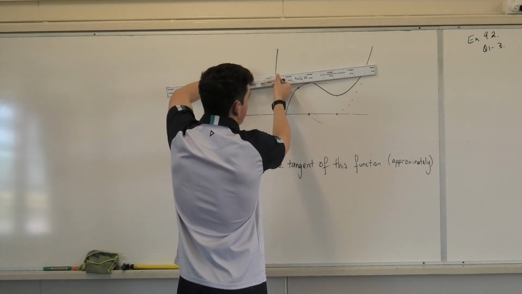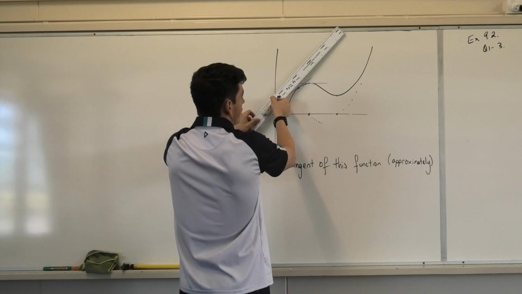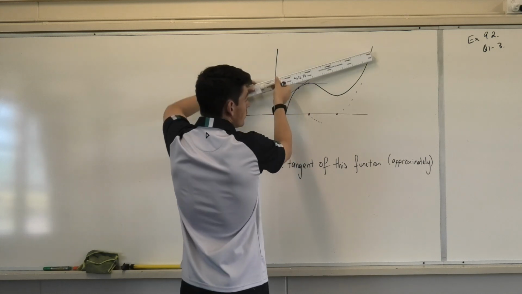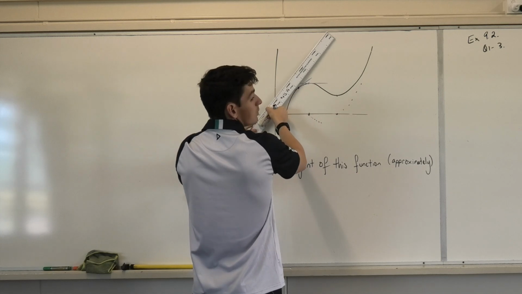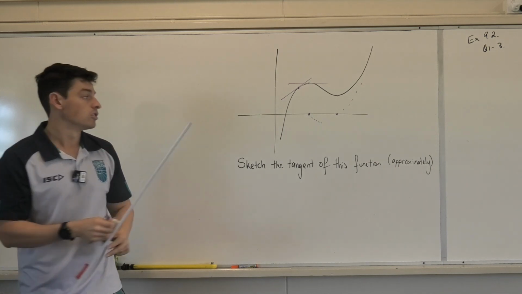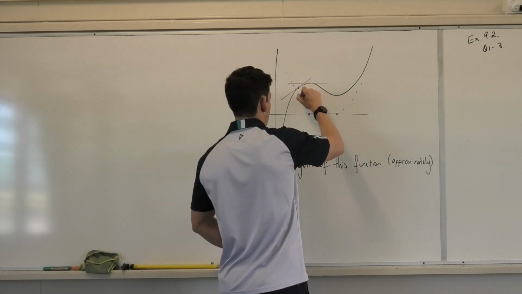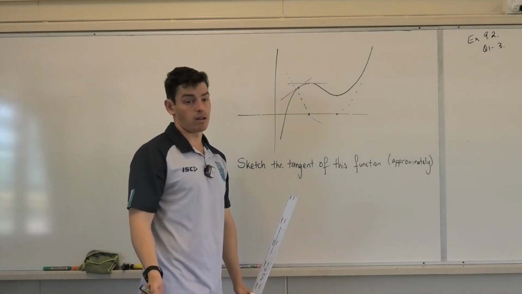And the gradient here, as I go away from this 0 point, what's happening? It's getting more or less positive. Is the ruler getting steeper or less steep as I go further away from that 0 point? It's more steep. So is it getting more positive or less positive? So shouldn't it do this? Are you happy with that?